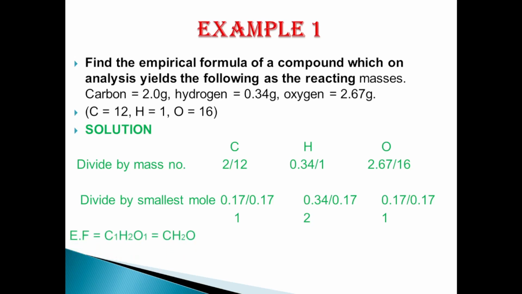Therefore, the empirical formula is going to be written as C1H2O1. But we don't normally write 1 in formulas. Therefore, the empirical formula of that compound that was analyzed is CH2O. Please pause it if you don't understand. Listen to it again. Alright.